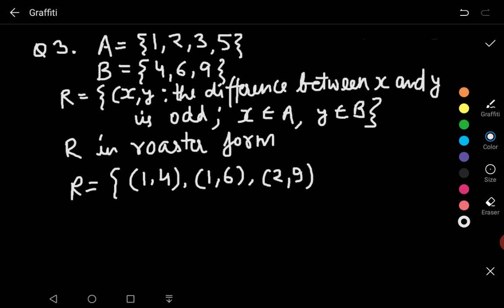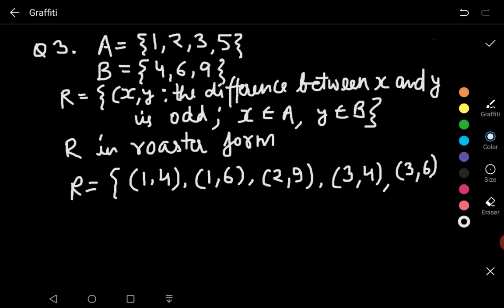Now come to the next element, that is 3 again. 3 is again an odd number. So I will take 2 even numbers from set B along with 3. So yes, we will have 3 comma 4 and 3 comma 6. So next ordered pair will be 3 comma 4 and then 3 comma 6.